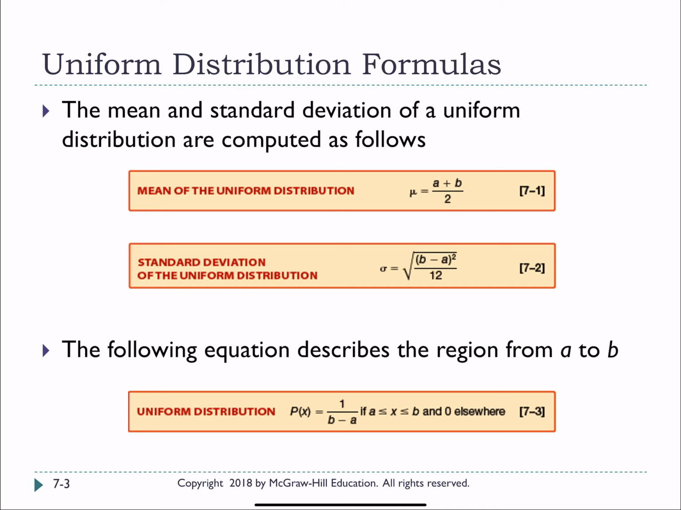We can find a lot of different things for our uniform distribution. The mean is represented by this formula, just the min plus the max divided by 2. That gives us the expected value for the probability distribution. This is your formula for the standard deviation. It's the square root of the difference of your max and your min, squared, divided by 12. And then this last equation down here describes the region from A to B. We can find different rectangles within the uniform distribution rectangle. I'll show you that in a second, and we'll go off of this last formula down here.